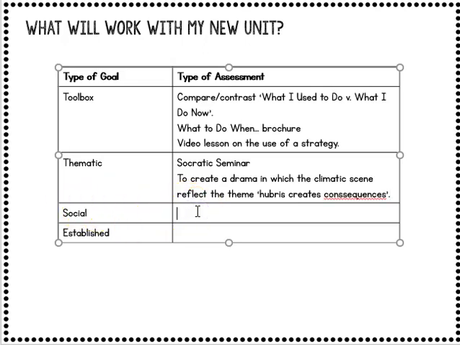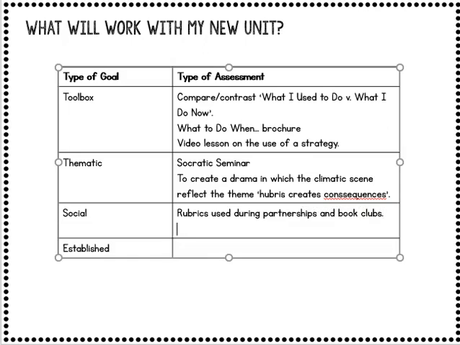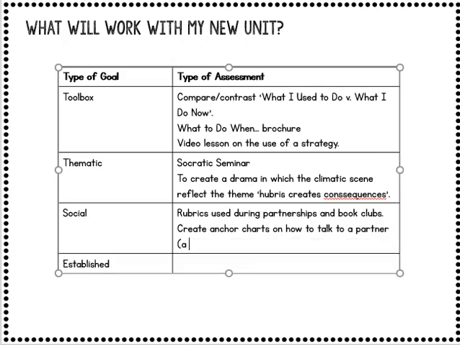Social, that type of assessment is going to be with rubrics used during partnerships and book clubs. Again, a performance task would reasonably be to create anchor charts on how to talk to a partner. Maybe a say this, whoops, not that. They could enjoy doing that, doing the not that part. That might be useful and something we could have around the classroom too.